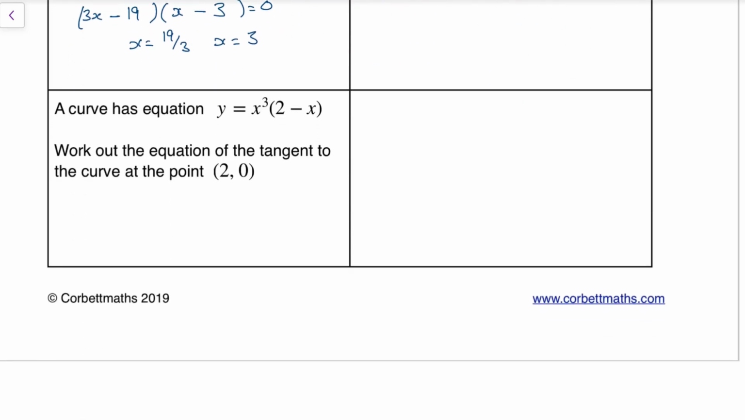And final question today. A curve has an equation, and it asks me to work out the equation of the tangent. Right, okay. I have to stop saying this in each video, as you may see me do many times, because of course I'm 3 months in now, it is a gradient question, which means it's differentiating. So the first thing I'm going to do is expand the brackets. That's going to be 2x cubed minus x to the power 4.